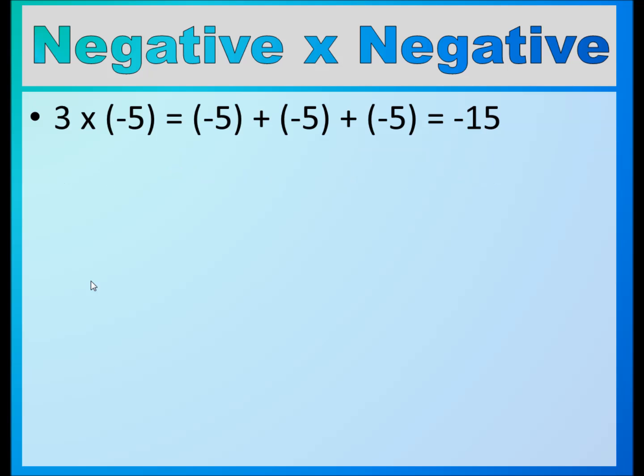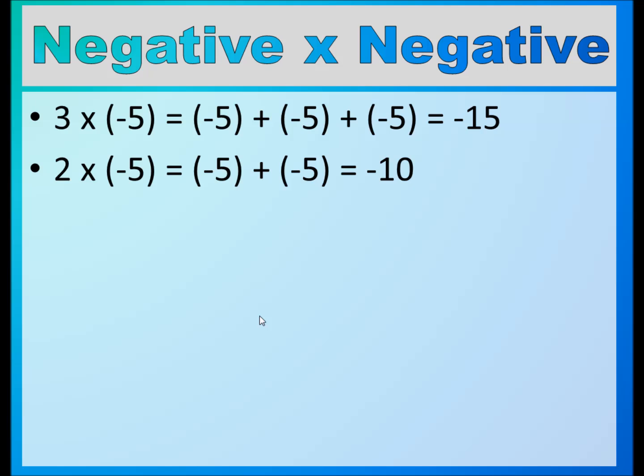We already know that 3 times negative 5 is negative 5 plus negative 5 plus negative 5. We use repeating addition, and we have 3 negative 5s, and that is negative 15. We can also figure out what 2 times negative 5 is. We use repeating addition, but now we have 2 negative 5s. Negative 5 plus negative 5 is equal to negative 10. For 1 times negative 5, we only have 1 negative 5, so 1 times negative 5 is equal to negative 5.